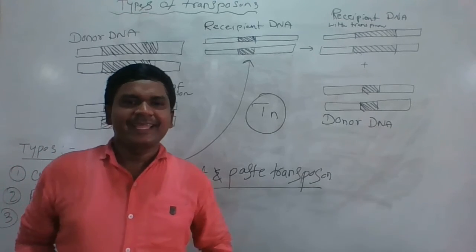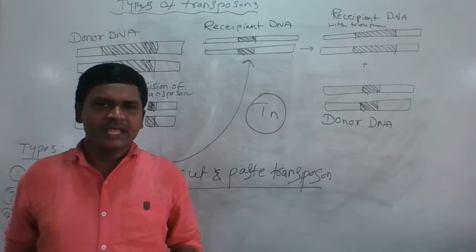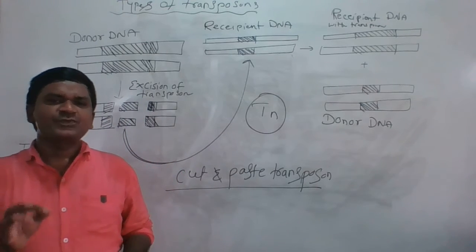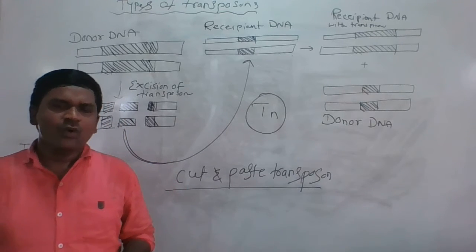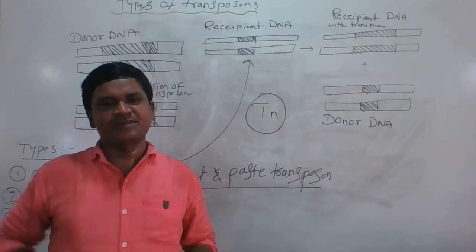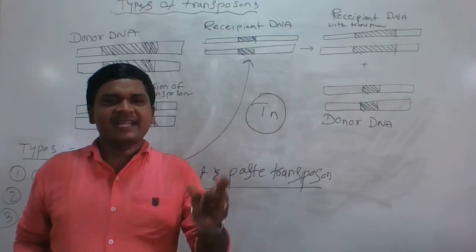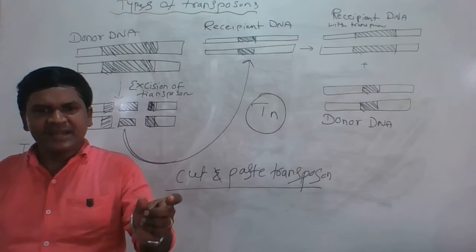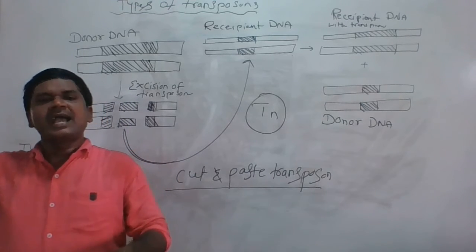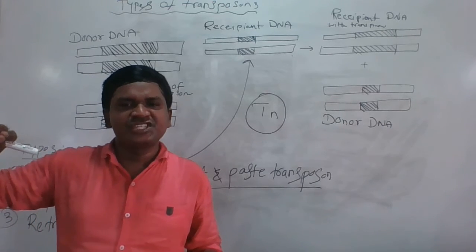So actually in nature we have different types of transposons based upon the transposition mechanism. Actually we have to know what is meant by transposition mechanism. Transposition mechanism is nothing but transfer of one transposon from one place and attaching it into another place of the same DNA.